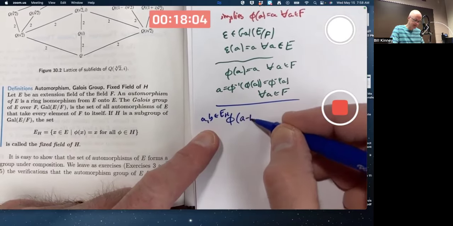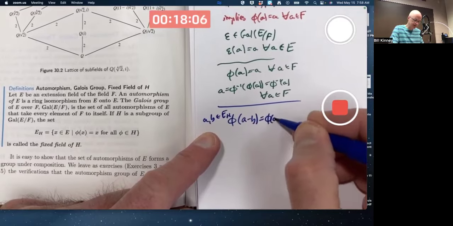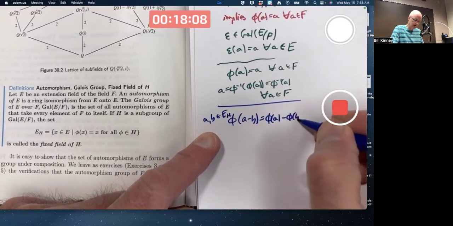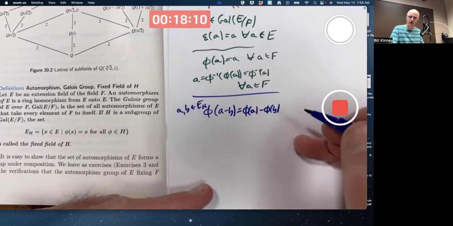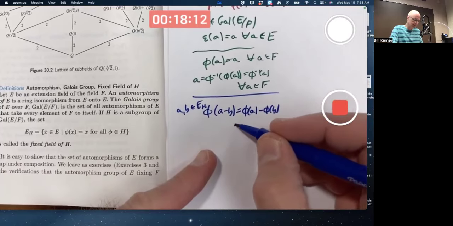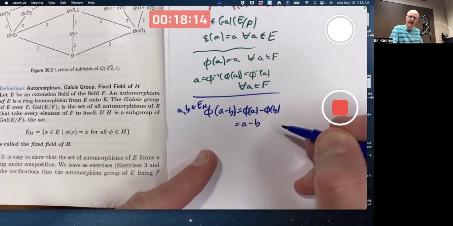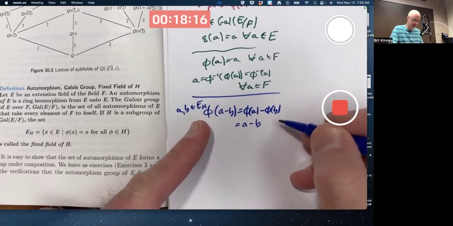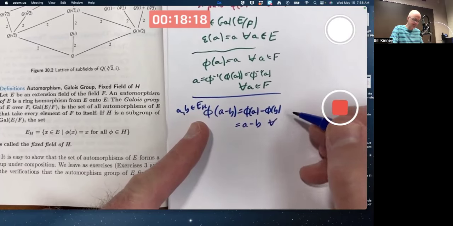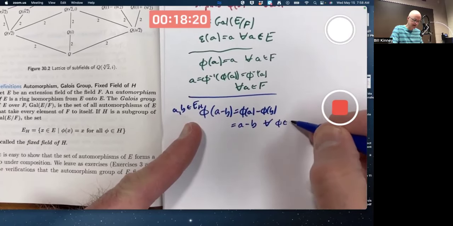Okay, it's going to be pretty simple. Just use the operation preserving property of automorphisms. Then use the fact that you're assuming A and B are in EH. This is going to be true for all phi in that subgroup.